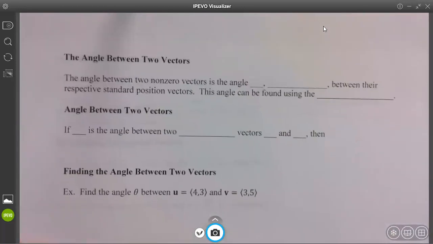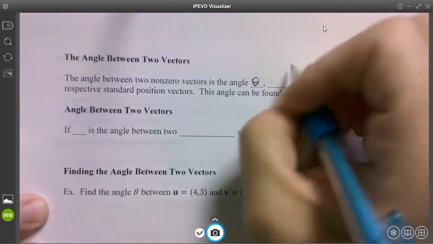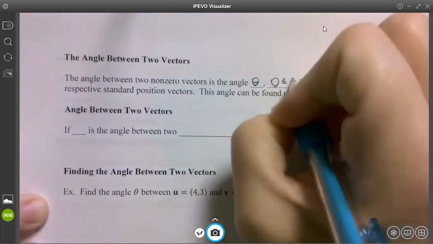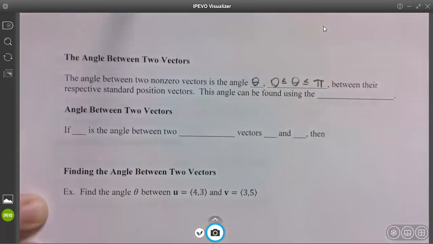The angle between two vectors, the angle between two non-zero vectors is the angle theta. And theta falls between 0 and pi between the respective standard position vectors. This angle can be found using the dot product.